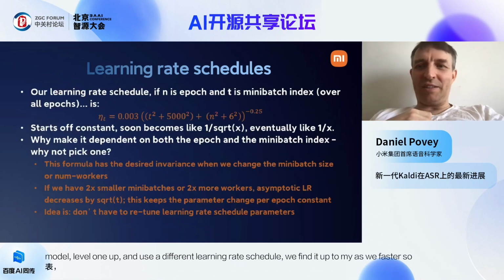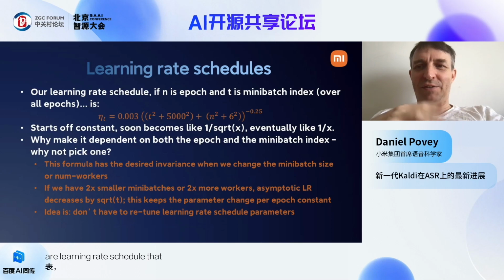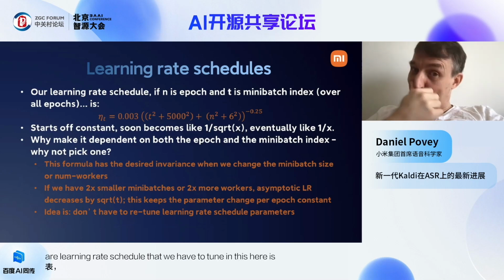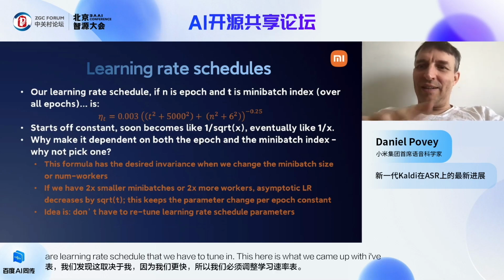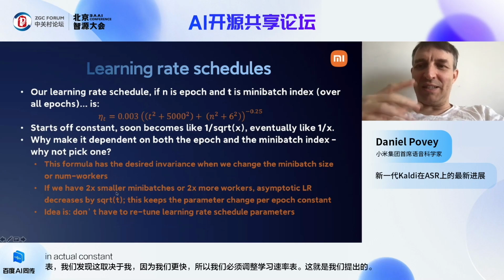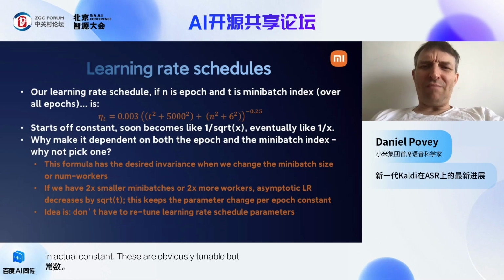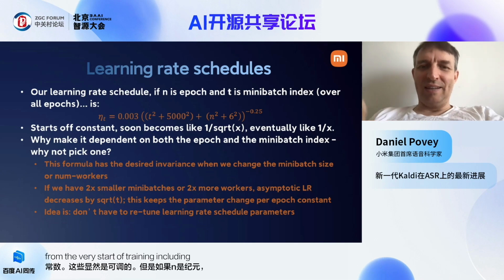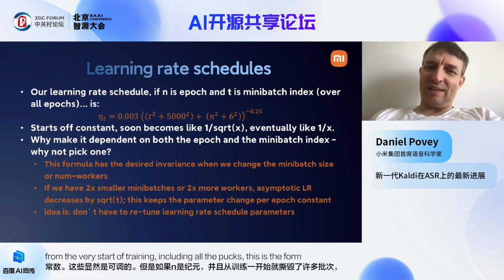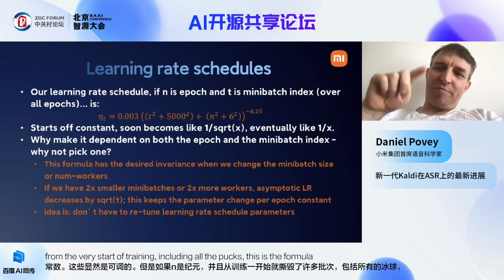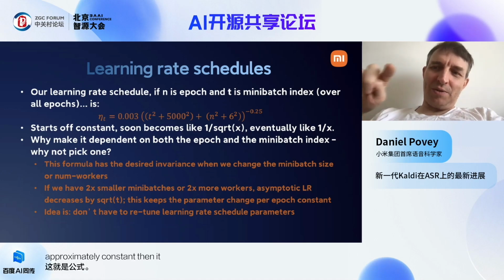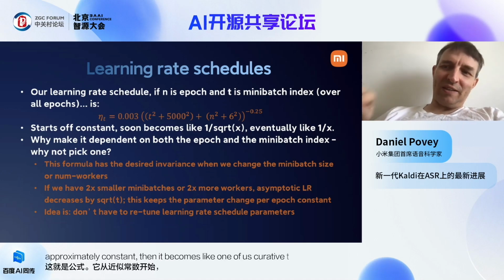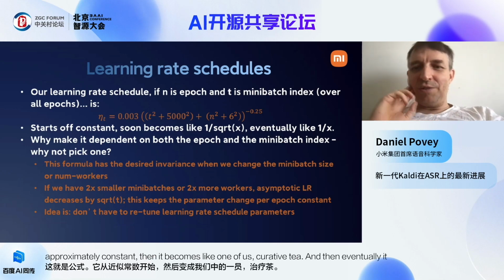So here is the learning rate schedule that we came up with after tuning this. I'm putting in actual constants. These are obviously tunable, but if n is the epoch and t is the mini batch from the very start of training, including all epochs, this is the formula. It starts off approximately constant, then it becomes like 1 over square root of t, and then eventually it decreases like 1 over t.